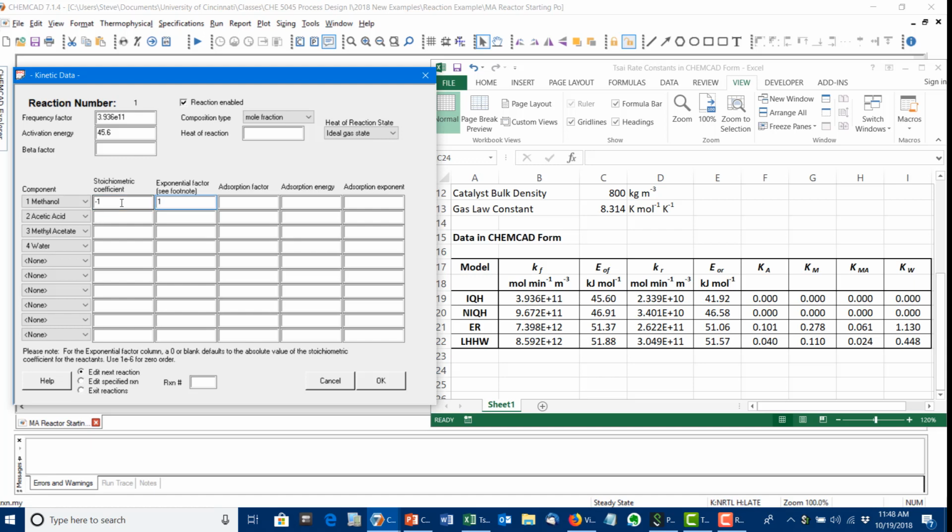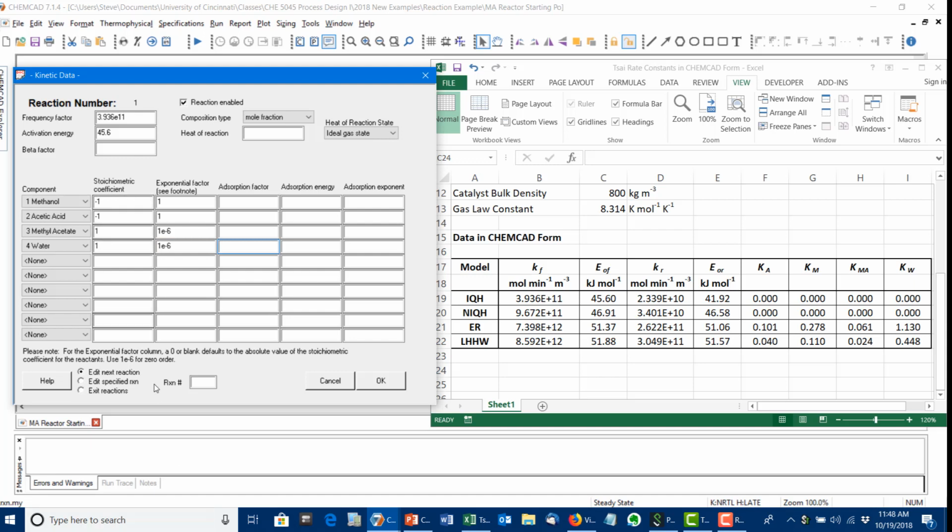Exponential factor is 1 for methanol, it's first order in methanol. For acetic acid, stoichiometric coefficient again is -1. The exponential factor is again 1 for the reaction. We are producing methyl acetate, so its stoichiometric factor is 1, and its exponential factor is 0, and we'll use 1e-6 to avoid issues CHEMCAD sometimes has with zeros and blanks. And same thing, water is one of our products.